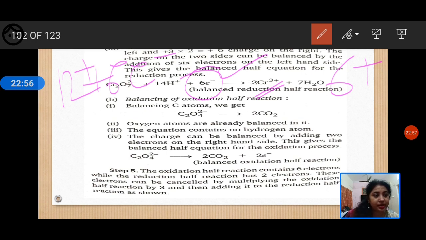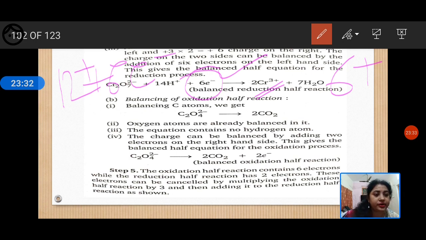And now we can see that this half reaction is balanced. 2Cr, 2Cr, 7O, 7O, 14H, 14H. Atoms are balanced and charge is also balanced. 14 plus 3 times 2 is 6 positive charge, and 14 minus 2 is 12, 6 negative charge. Charge is balanced, atom is balanced. Now let's see the second half reaction, which was showing oxidation.